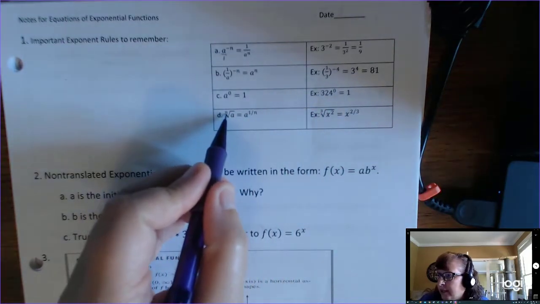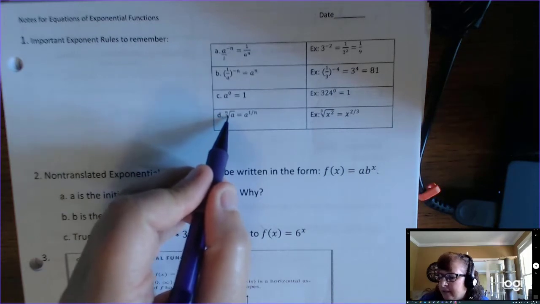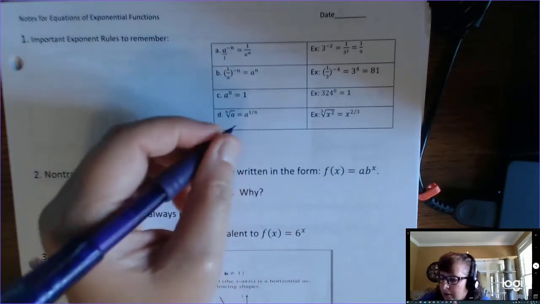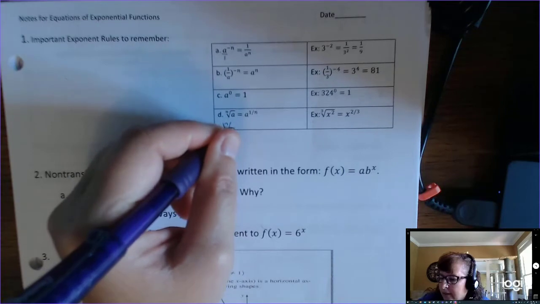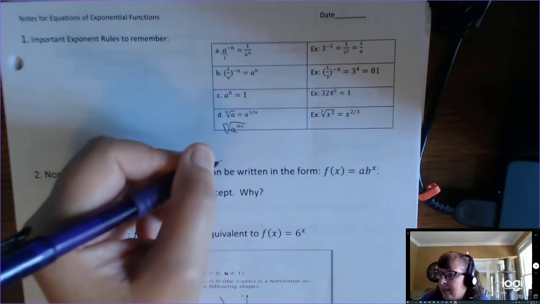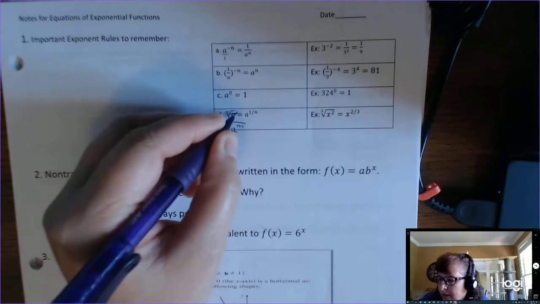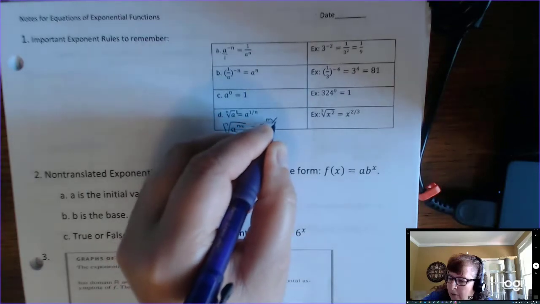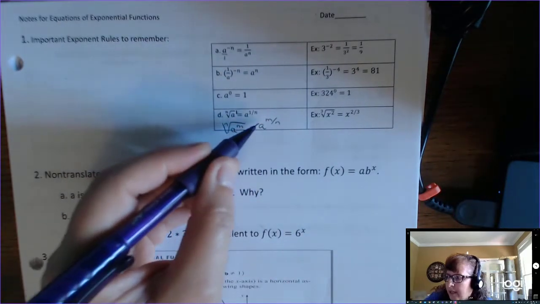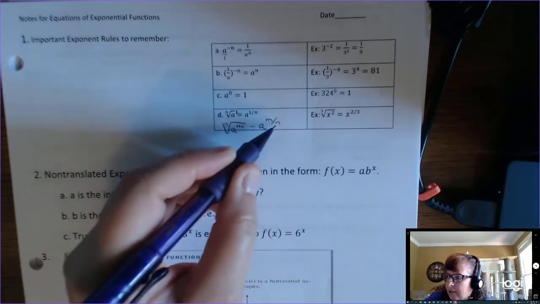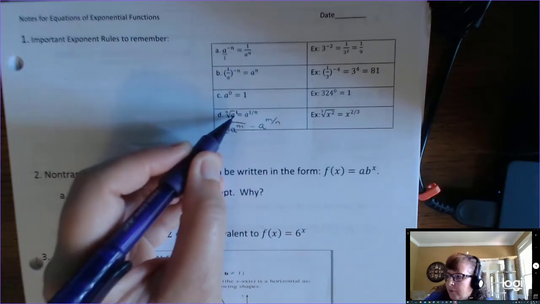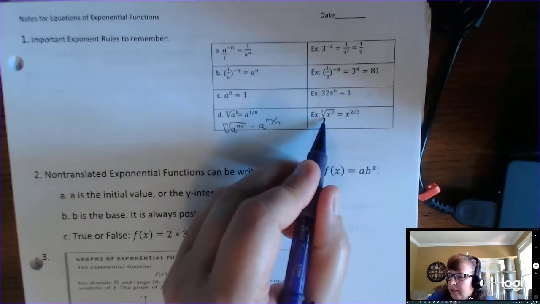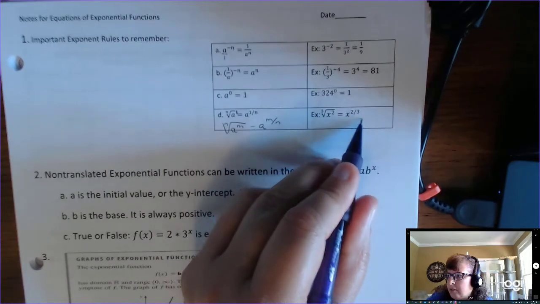Third rule, the nth root of a. If you have a radical, you can always rewrite it as an exponent. So if I had the nth root of a to the m, there's a 1 here. The nth root of a to the m is a to the m over n. So the exponent that belongs to the a goes into the numerator and the index goes into the denominator. The nth root of a to the 1 is a to the 1 over n. So if you had the cube root of x squared, that's the same as x to the 2/3.